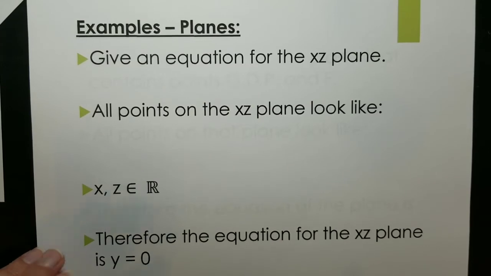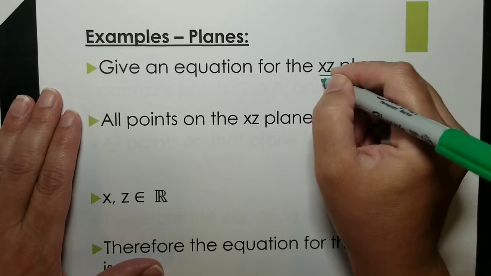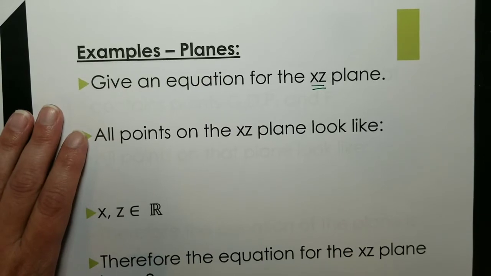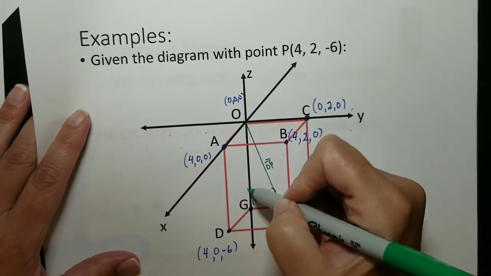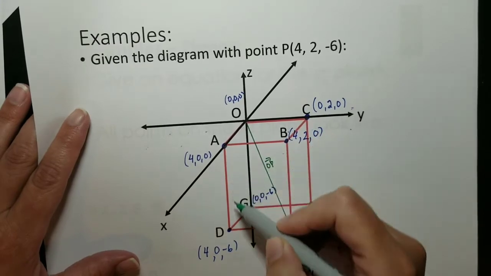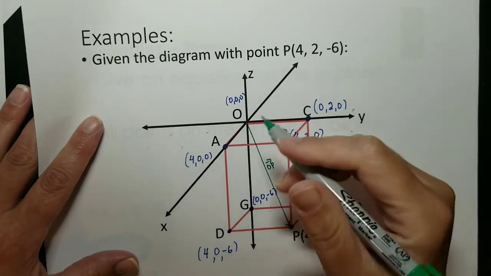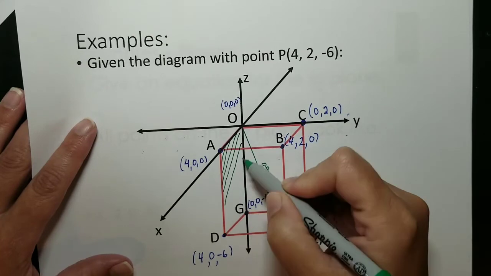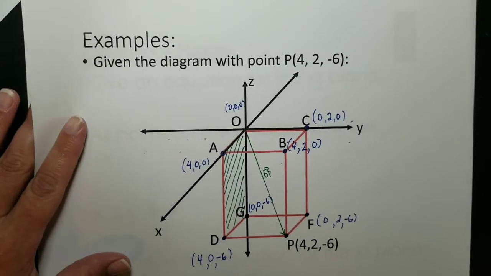Okay, so let's try and talk about the XZ plane. We want to come up with an equation for the XZ plane. So remember that the XZ plane, looking at these ones, that was where it didn't move along the Y. So point O, A, D, and G are all on that XZ plane. They kind of form this side of this rectangular prism. That flat side of the box lies on the XZ plane.